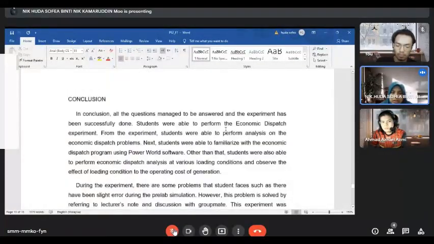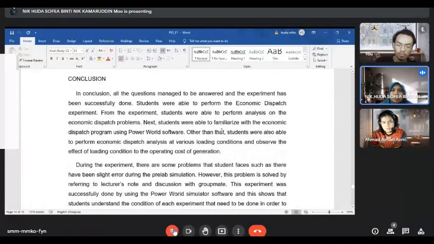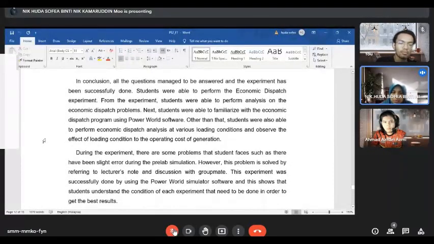As for the conclusions, all the questions were managed to be answered and the experiment has been successfully done. Students were able to perform the economic dispatch experiments. From the experiments, students were able to perform analysis on the economic dispatch problems. Next, students were able to familiarize with the economic dispatch program using PowerWorld software. Other than that, students were also able to perform economic dispatch analysis at various loading conditions and observe the effect of loading conditions on the operating cost of generation.